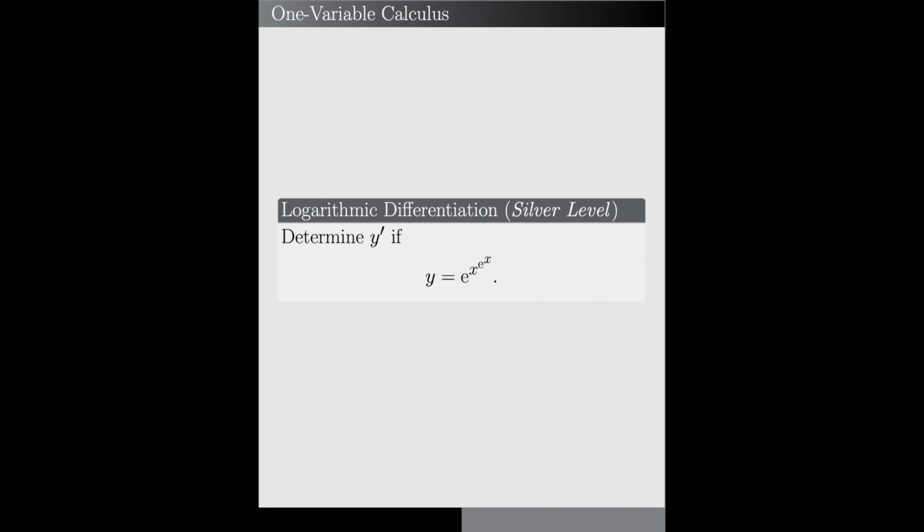To solve the following silver level problem, one variable calculus, on the topic of logarithmic differentiation. Determine y prime if y equals e to the x to the e to the x. Pause the video at this point and give it a try. On the next slide, I will show you the final answer.